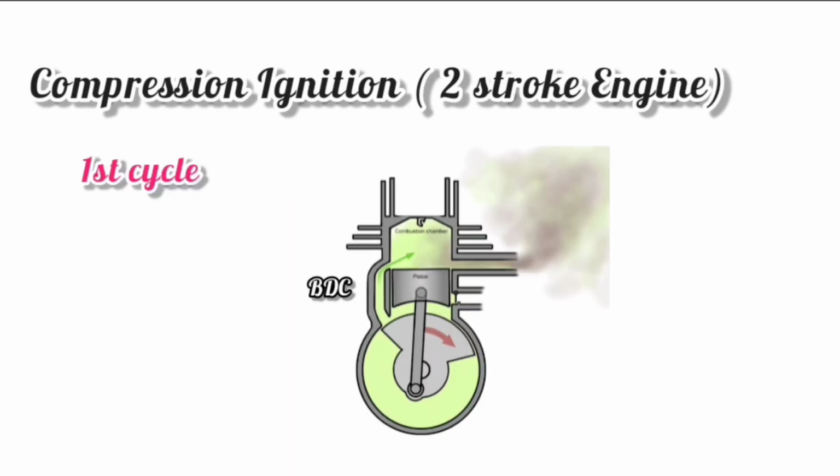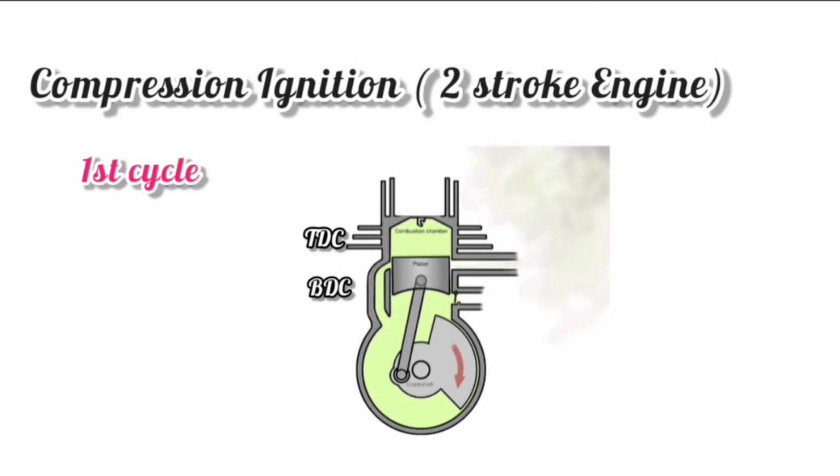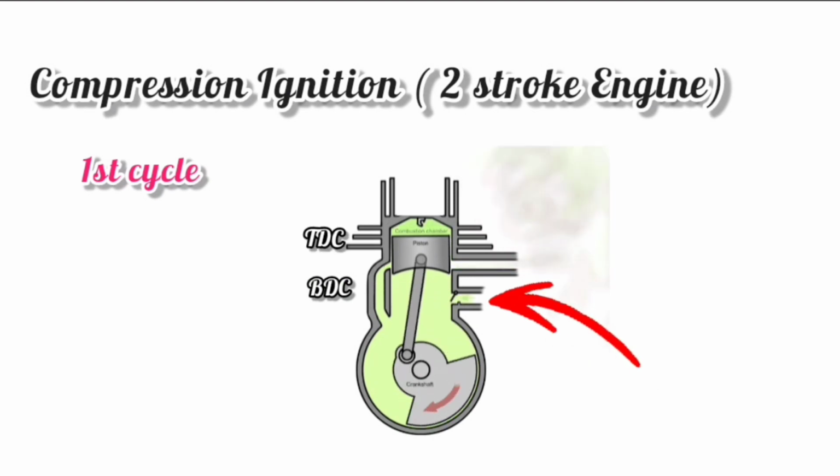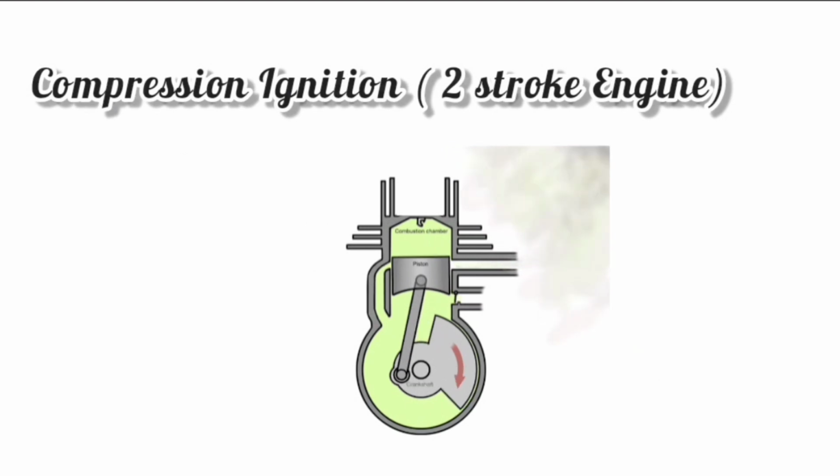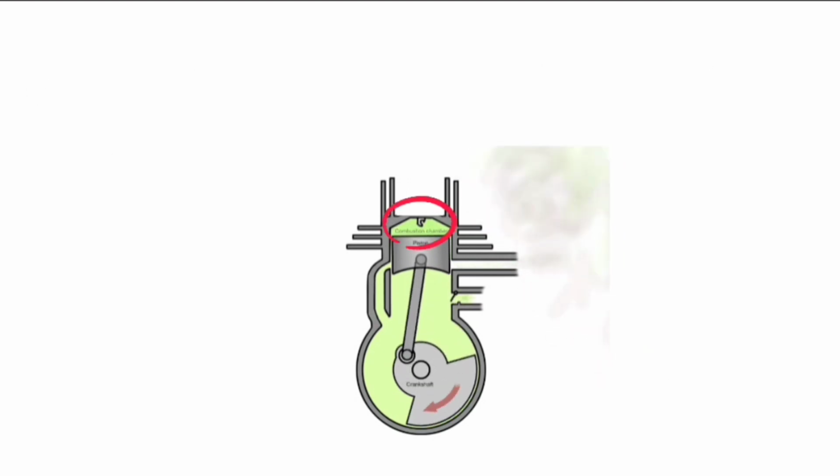When the piston moves from bottom dead center to top dead center, the air is allowed into the lower section of the cylinder. At the same time, the compression of the air-fuel mixture happens at the upper section of the cylinder. During this phase, the fuel is injected into the cylinder and the air-fuel mixture gets compressed.